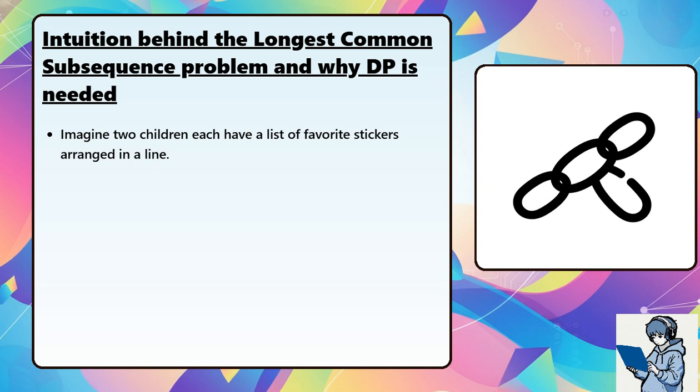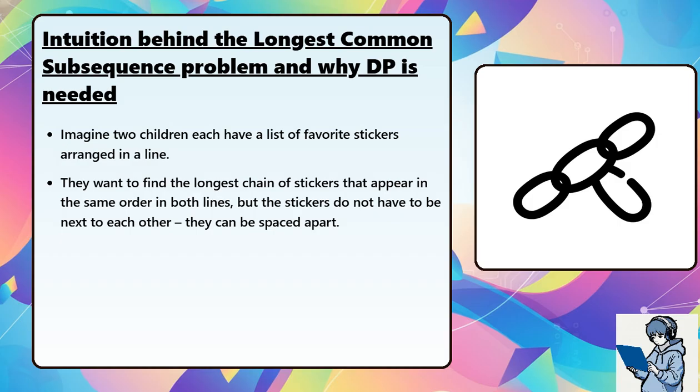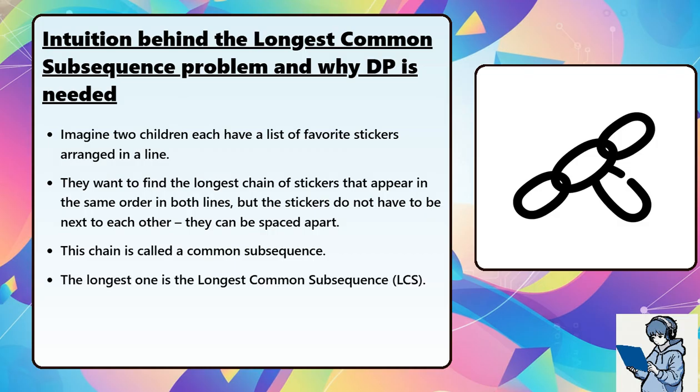Imagine two children each have a list of favorite stickers arranged in a line. They want to find the longest chain of stickers that appear in the same order in both lines, but the stickers do not have to be next to each other. They can be spaced apart. This chain is called a common subsequence. The longest one is the longest common subsequence, abbreviated LCS.